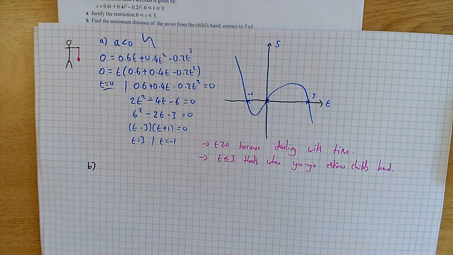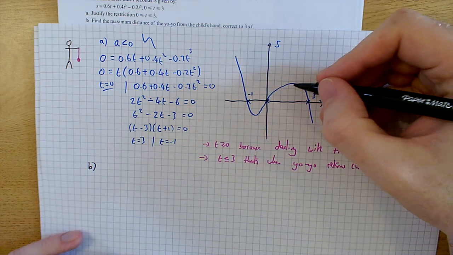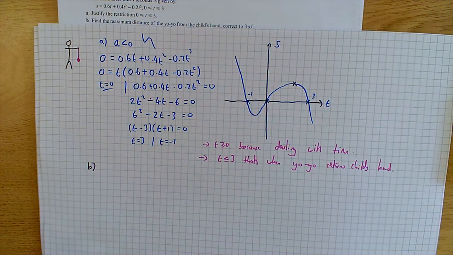Part B asks us to find the maximum distance of the yo-yo from the child's hand. So we're looking to maximise our value of s between 0 and 3. On our graph, again a graph is helpful for this, we can see what's going on. We need to find that point. I need to know the s value there.